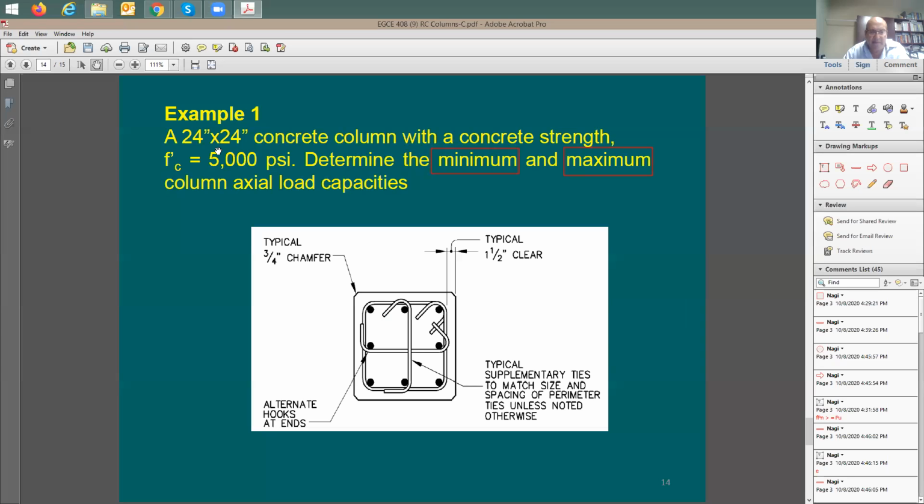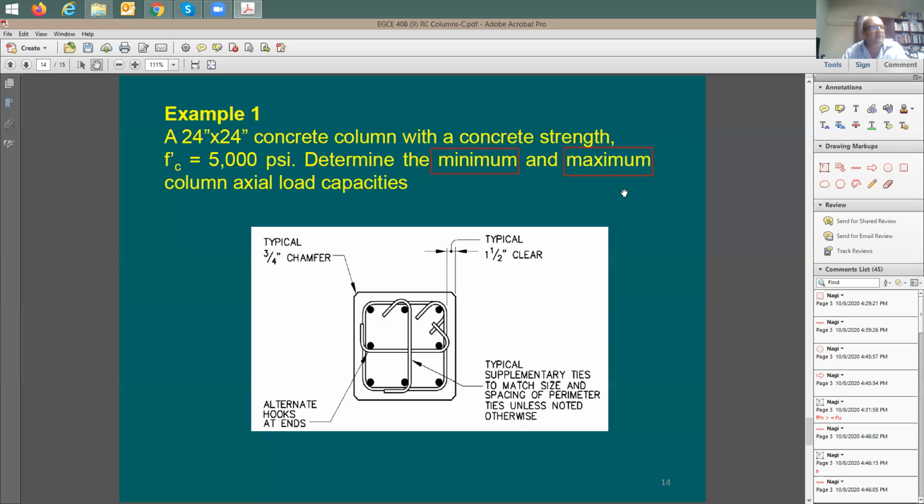For this column here, since the size is known, you need to figure out the range for the strength. How many kips do you think this column is going to be able to support? If you consider the two extremes, the lowest amount of vertical steel ratio versus the maximum amount of vertical steel ratio. So let me throw here some numbers.